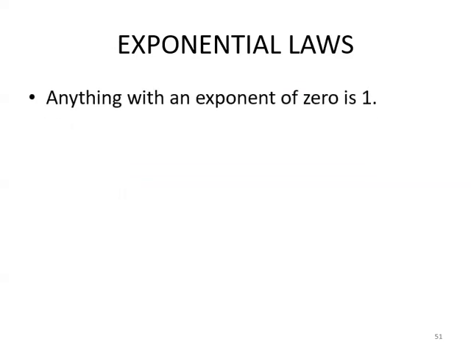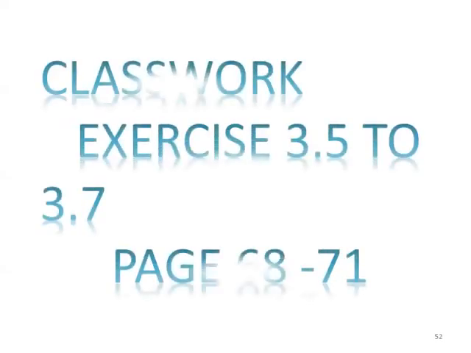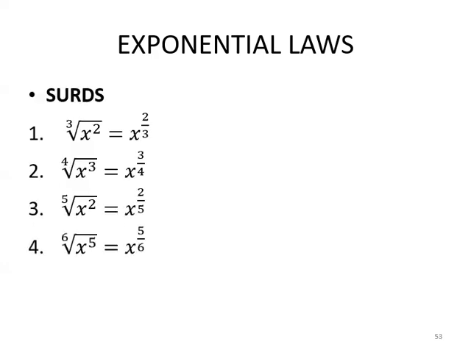Just remember this, guys. Anything with an exponent of 0 is 1. So 10,000 to the exponent of 0 is 1. Whatever is inside the brackets, whether divided or not, as long as it's raised to the exponent of 0, it will be 1. Okay, you can try these exercises from Mindborn. And next time we will deal with surds. This is more relevant to grade 9s to 12.